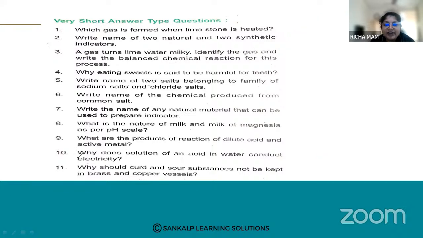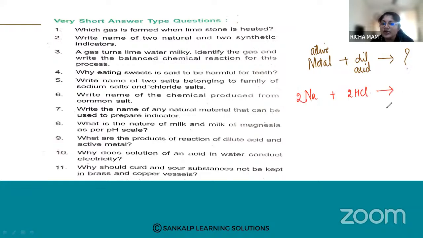What are the products of the reaction of dilute acid and an active metal? So when an active metal reacts with dilute acid, they have asked what product is obtained. Can we take an example of a metal like sodium? When Na reacts with 2HCl, what will it produce? It will produce 2NaCl plus H2 gas is liberated. So this is the equation.